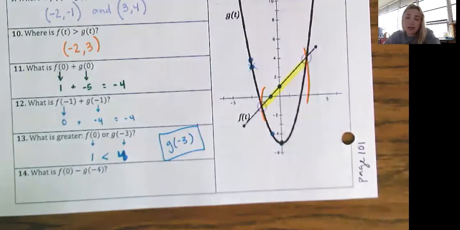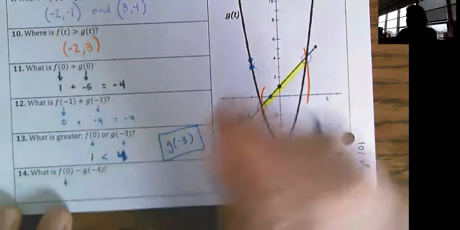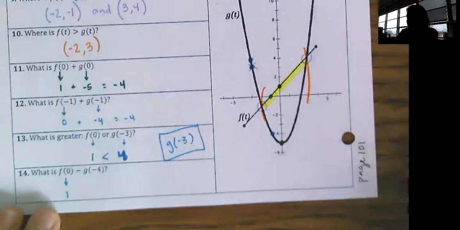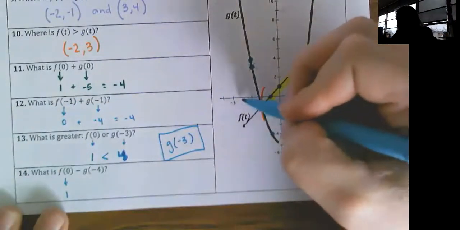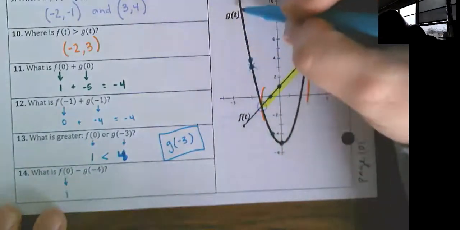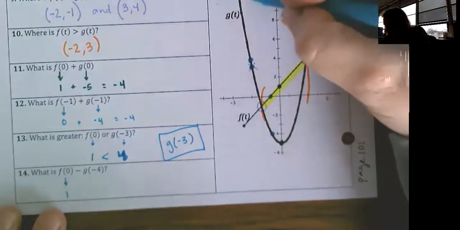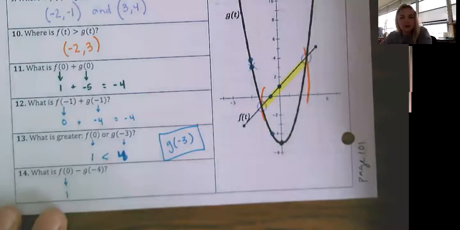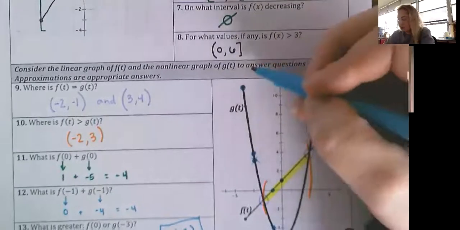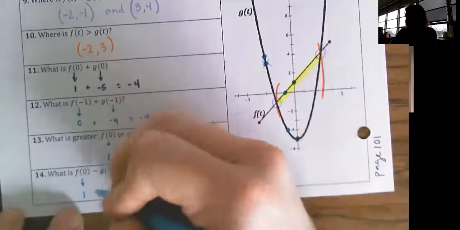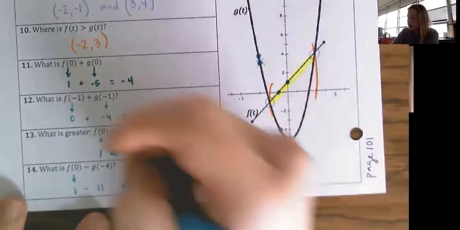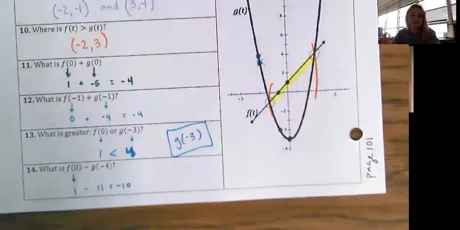Okay, last one. What is f of 0 minus g of -4? I've done this one a couple times. I know f of 0 is 1. G of -4 is right here, and that goes up to approximately, oh, it's all the way up there. Oh my goodness. It's hard to see on this paper. All the way to the top at +11. So I'm doing 1 minus 11, which is equal to -10.